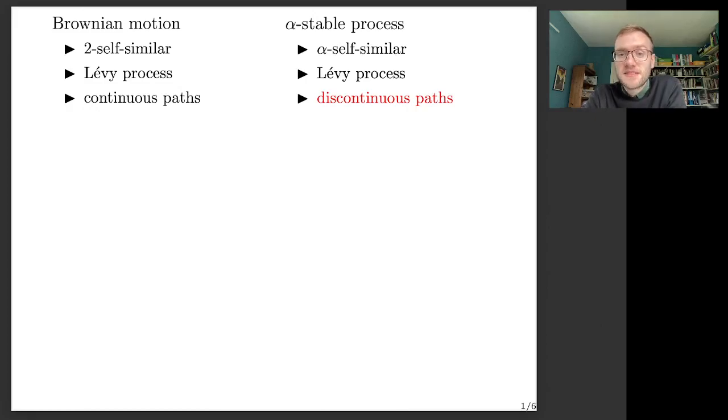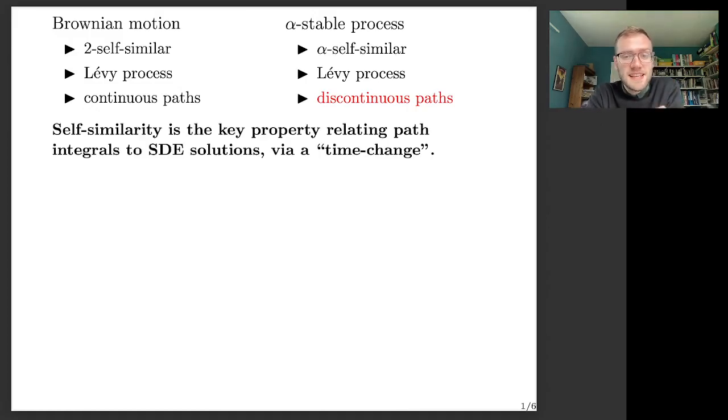A stable process doesn't maintain continuous paths. It is significantly different from the Brownian motion, but as we will see in a moment, it also is similar in some ways, maintains some properties. Self-similarity is the key property which relates path integrals to SDE solutions. That's what this talk is about, via a particular time change.